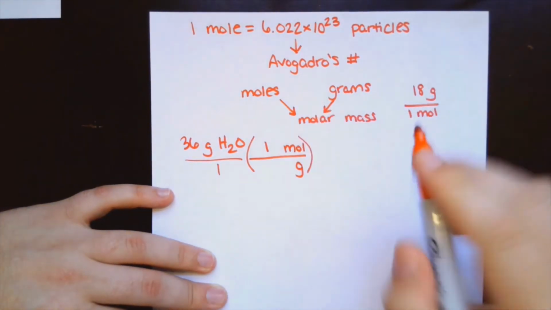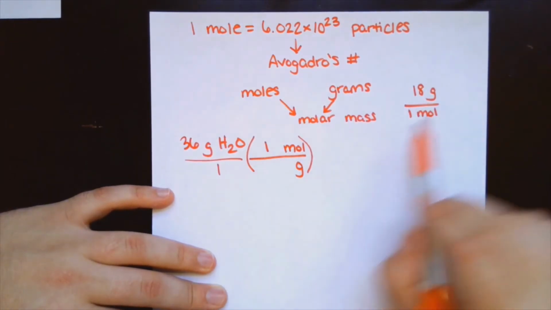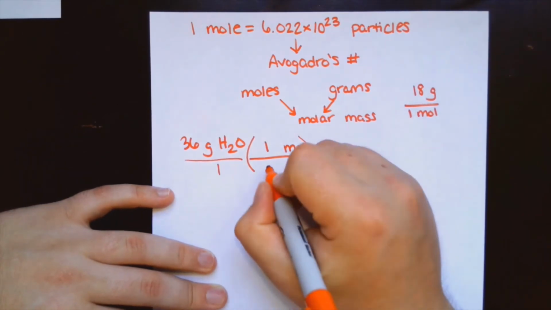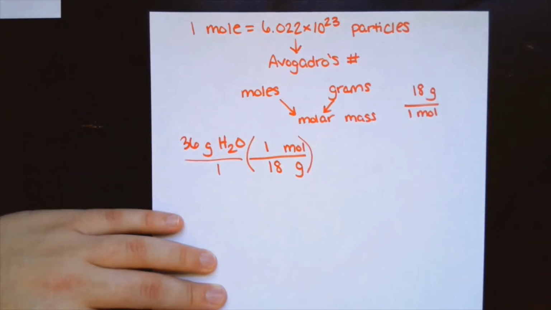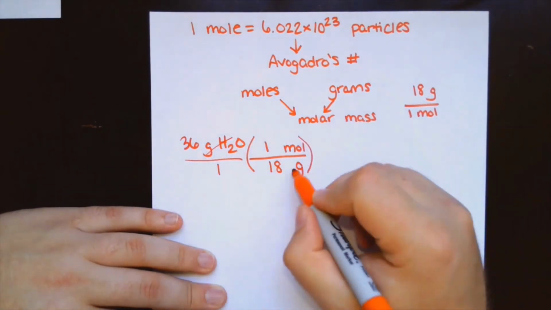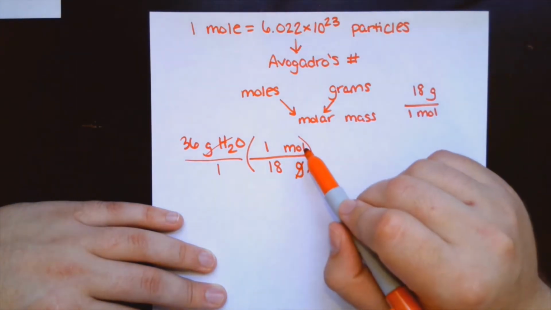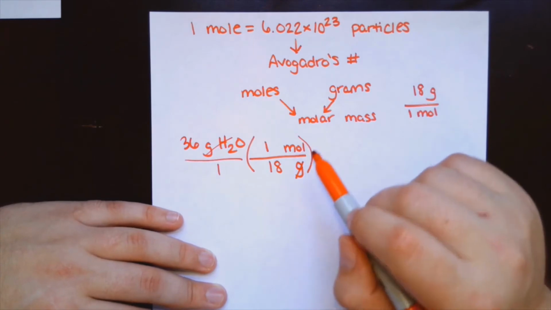The 1, and remember, it's always 1 mole, so the number that you get from adding up the periodic table always has to stick with grams wherever you put the unit of grams. So 18 goes down there. Units of grams cancels out. So now we're left with just moles as our unit, and that's what we want.